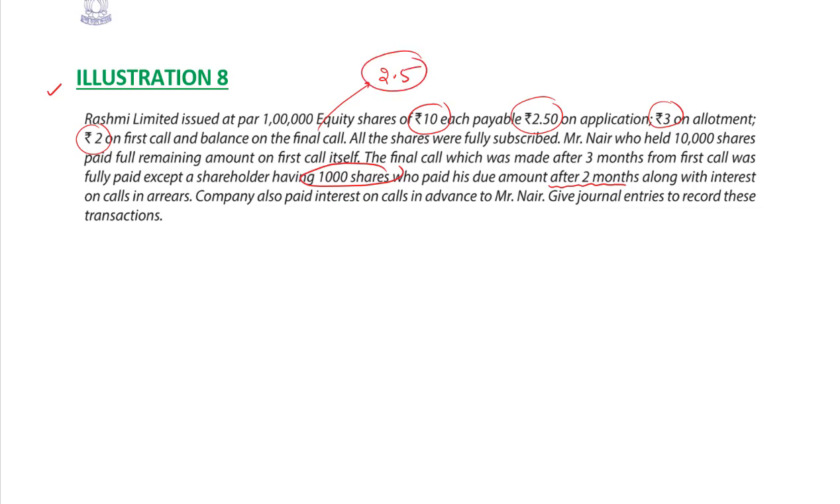There was a shareholder with 1,000 shares. He did not pay 2.5 rupees each on final call. He paid it after 2 months along with the interest on calls in arrear. Company also paid interest on calls in advance to Mr. Nair. Give journal entries to record these transactions.